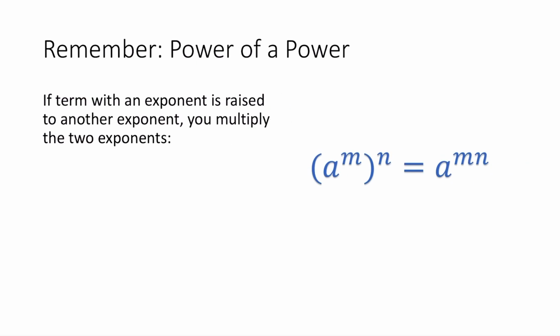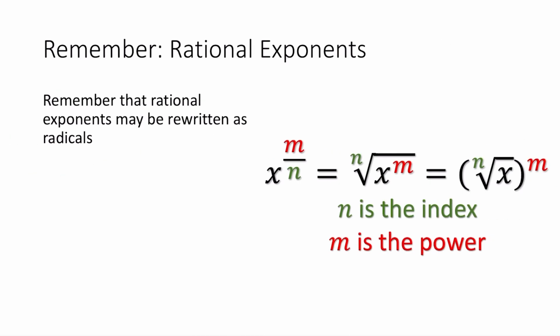So remember the power of a power property. If a term with an exponent is raised to another exponent, you're going to multiply the two exponents together. So if we have a to the m raised to the n power, that is the same as a to the m times n. Remember, we also have rational exponents, and these may be rewritten as radicals. So if we have x to the m over n, that is the same thing as taking the nth root of x to the m. The numerator m becomes the power, the denominator n becomes the index.